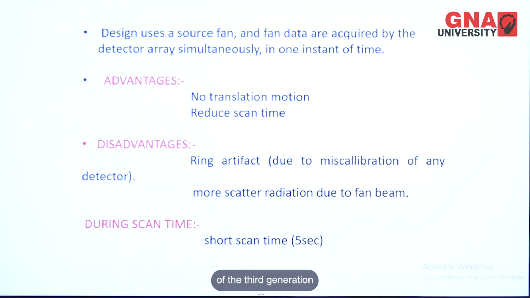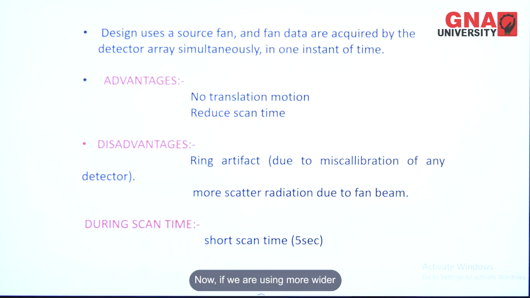One of the disadvantages of the third generation is that both the detector as well as the X-ray tube are rotating, and if one of the detectors is miscalibrated or goes out of function, that eventually in our resulting image will give rise to an artifact which is known as ring artifact. So there are multiple artifacts in CT, but one particular artifact that's known as ring artifact is particularly associated with the third generation of CT because of its geometry, which is known as rotate geometry.